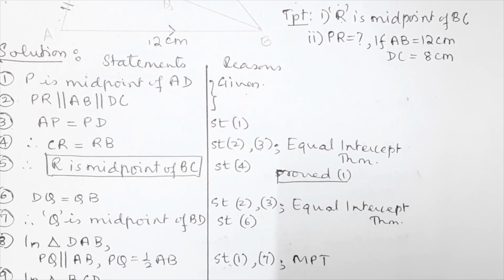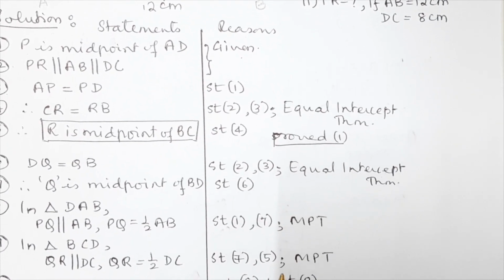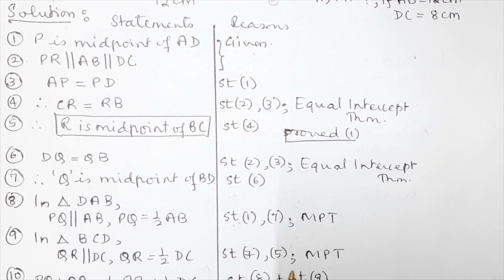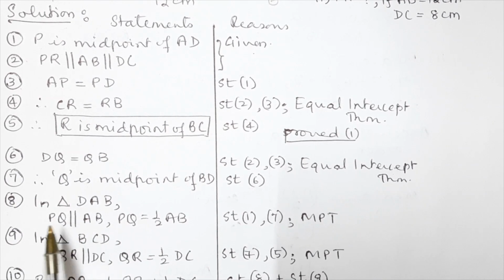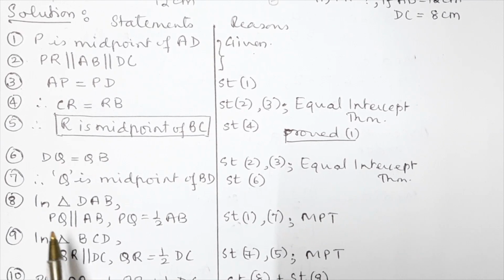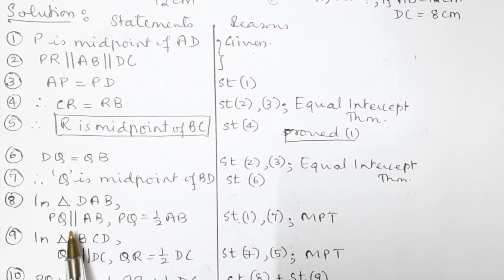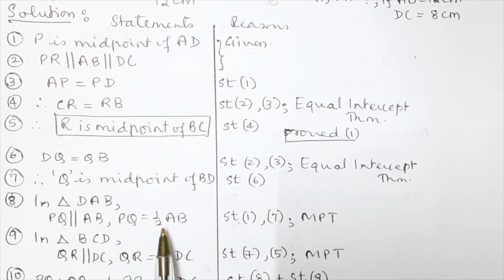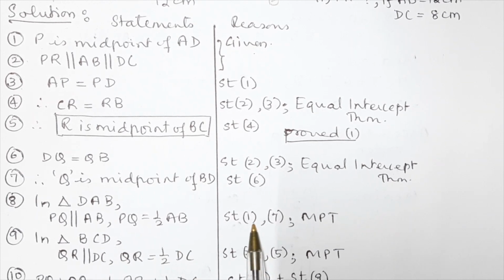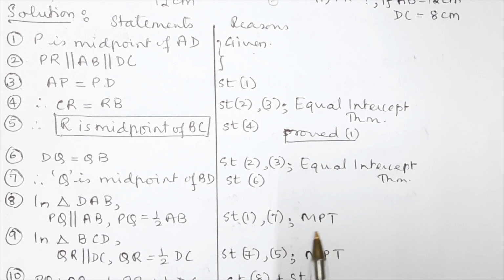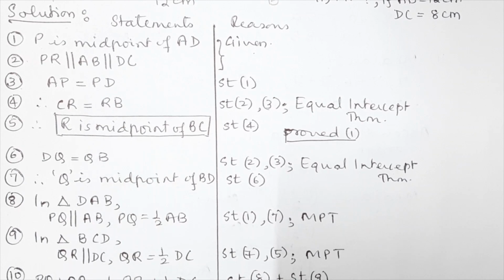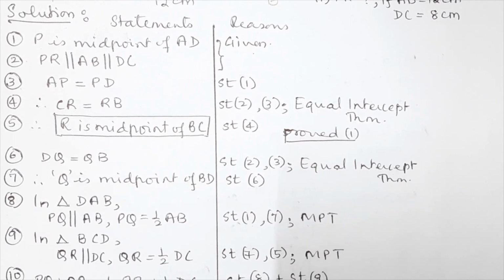Now you keep the diagram in front of you because my diagram you will not be able to see. In triangle DAB, PQ is parallel to AB because P and Q are the midpoints of AD and DB respectively. And so PQ will be half of AB. This is from statement 1 and 7. Look at your statement 1 that says P is the midpoint and 7 says Q is the midpoint. And then we write the reason as midpoint theorem, that is MPT.